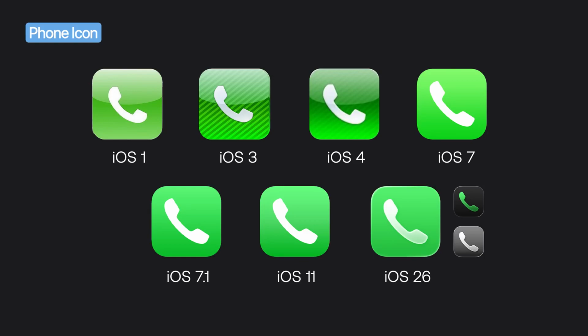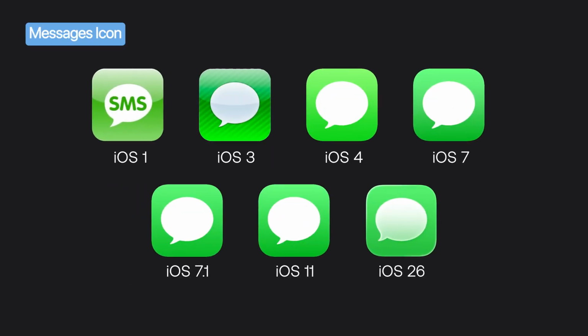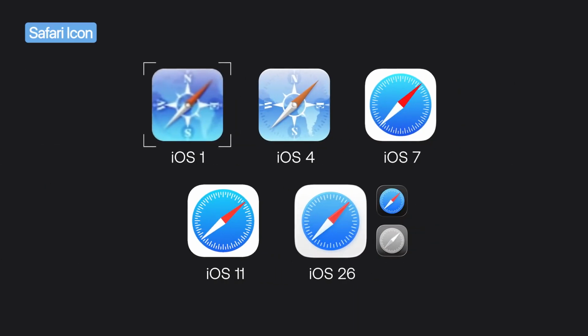in dark mode or clear. The same style and changes also applied to the messages icon, from a green icon with the text SMS inside a chat bubble to a glossy icon available in dark mode or clear. The Safari icon showed a realistic and detailed compass, slightly stylized on iOS 4 and totally changed with iOS 7. iOS 11 slightly rounded the compass needle tip, and iOS 26 added even more details.